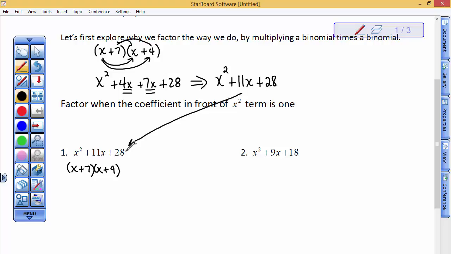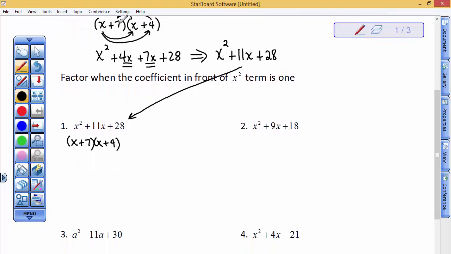So let's see, what's the trick to this? Do you see the 7 and the 4? The 7 and the 4 multiplied to be the 28, the last term. Do you see the 7 and the 4? They became the middle terms, the 4x and the 7x. The 4 and the 7 add to be 11. So the constants at the back of the binomial add to be this middle term, and they multiply to be this last term, and then I can check them by FOILing to see how I did.